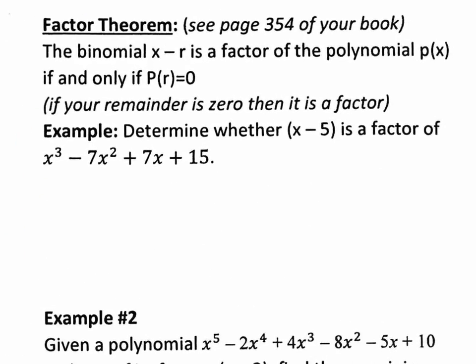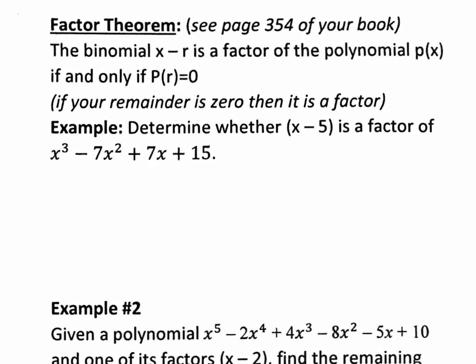Let's go to the very important theorem here. This is very, very important, the factor theorem. Again, the word theorem in math means truth. So we're going to talk about the truth about the factors, or about a factor of a polynomial. This is on page 354 of your book if you want a more detailed explanation and examples. But here's the factor theorem. The binomial x minus r, this is simply a binomial, x minus r, is a factor of the huge polynomial p of x if and only if when you plug in r, your remainder is 0.